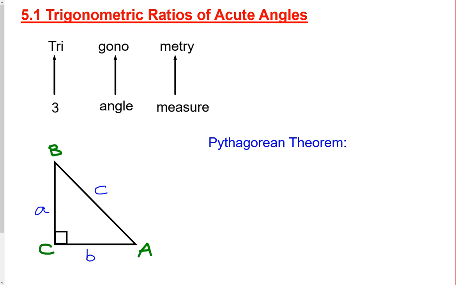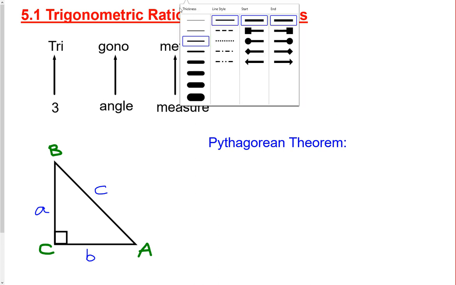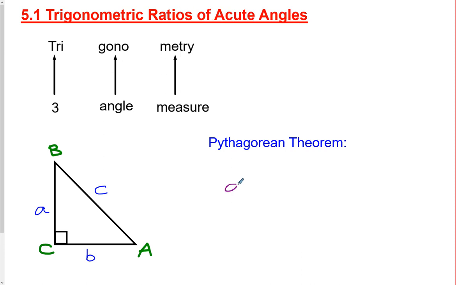Okay? So for Pythagorean theorem, we remember that we say, okay, the two smaller sides, that would be A and B. If I add those together when they're squared, so times themselves, they're going to be equal to that long hypotenuse side squared. I could also write this another way. I could say the hypotenuse side, which is bigger, is equal to the other two sides squared. So that's my reminder to grade 9, my Pythagorean theorem.